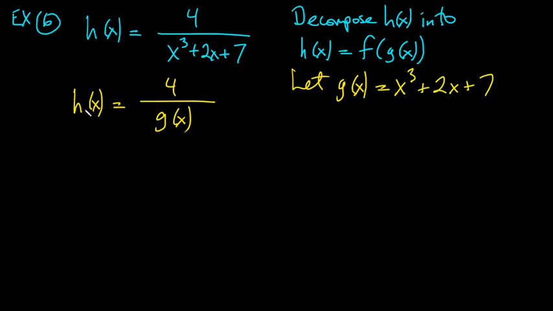So what does f do to that? Well, it's just going to basically take 4 divided by what's inside. In this case, just x. So f of x then is just 4 divided by x.